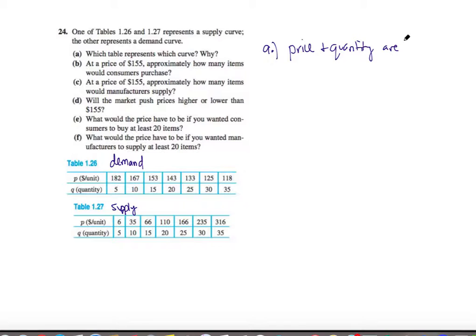If you have a demand curve, right? The higher the price, the lower the quantity you're going to sell. So they're inversely related for demand. And they are directly related, or proportional, if you have supply, right? People will want to make more to sell if the price is higher.